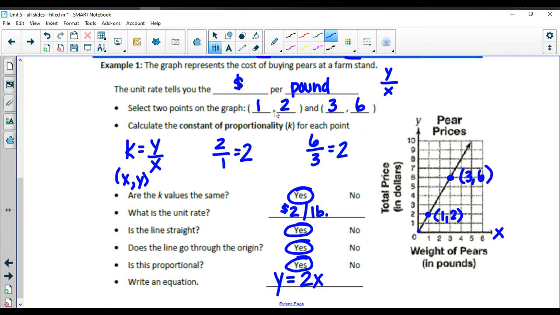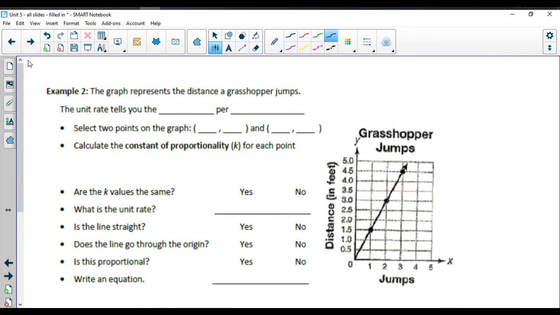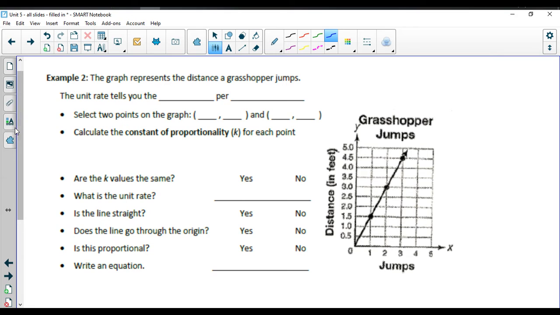Yesterday we saw it just within a chart, and now today we're taking a look at it on the graph. Example number 2. This is a grasshopper jumping. There's a couple points that are already selected for you. So the unit rate tells us the y is the feet label and x is the jump label. So how many feet per jump? We're going to pick 2 points. I'm just going to pick this first one. So this will be 1 comma 1.5. And I'm going to pick the second one, which is going to be 2 comma 3.